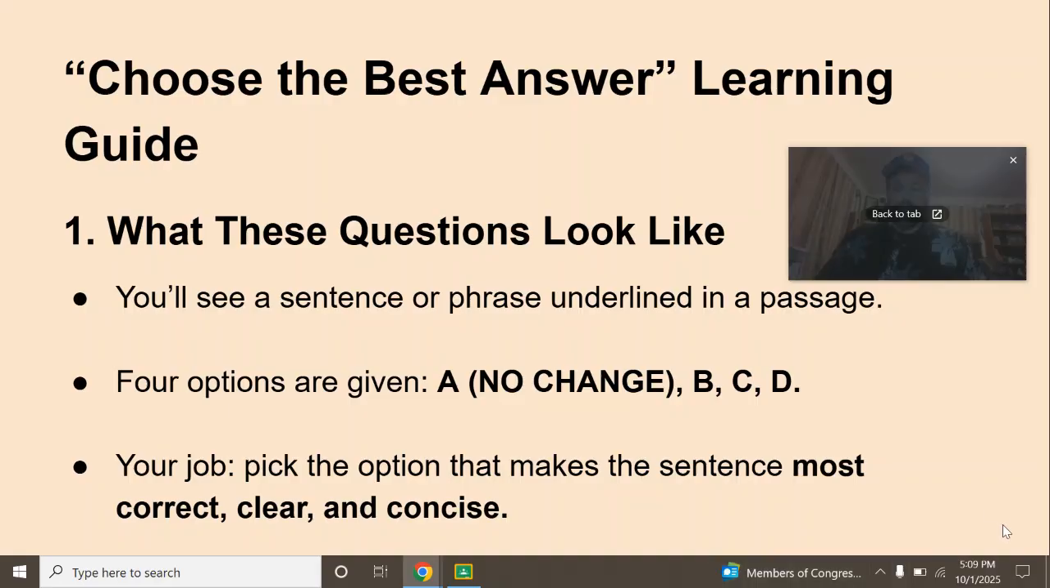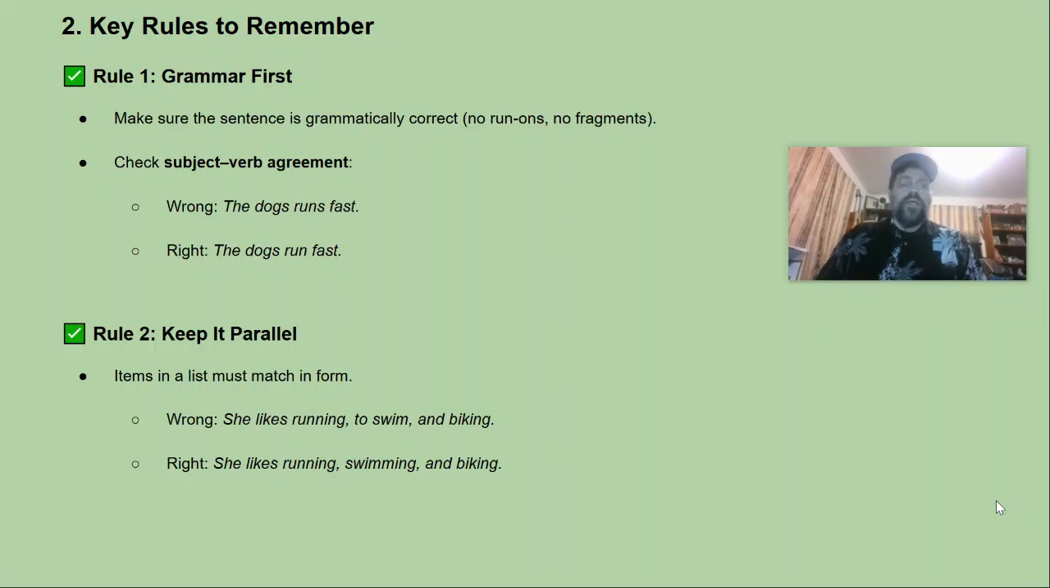So, taking a look at it, key rules to remember is grammar first. You've got to look at things like subject verb agreement, like "the dogs runs fast." No, the dogs run fast. "You runs fast" is not how you say it, and so you want to make sure that you are correct with the grammar.